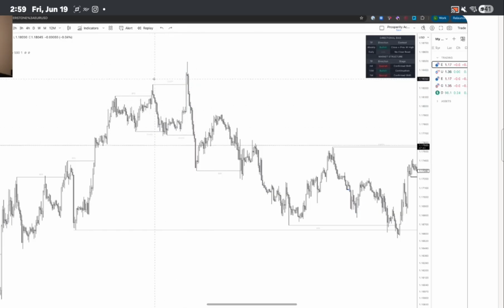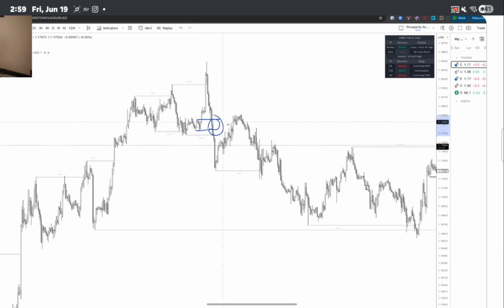And then we change character. Now we're bullish. Do you think there is any way on a lower time frame for you to get long in this area? No, of course not. Price just runs straight through it. That's the importance of multi-time frame analysis.